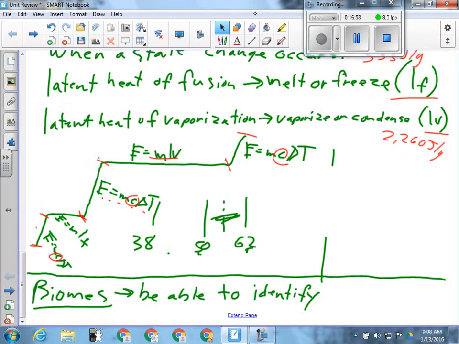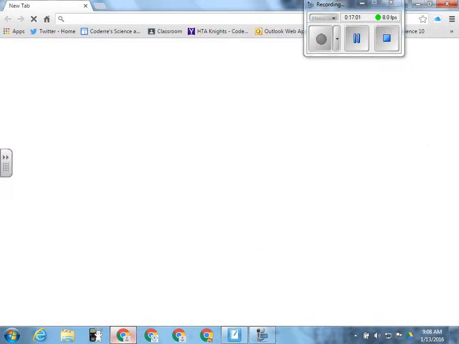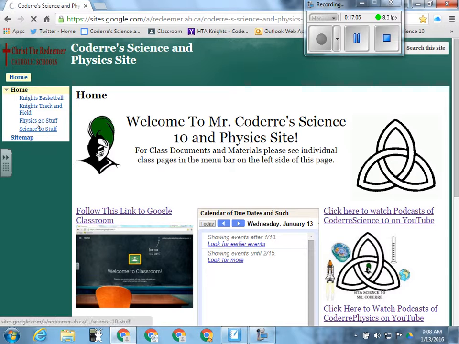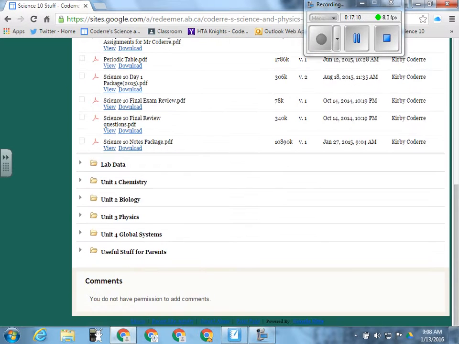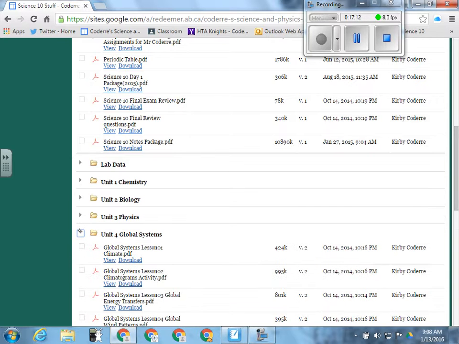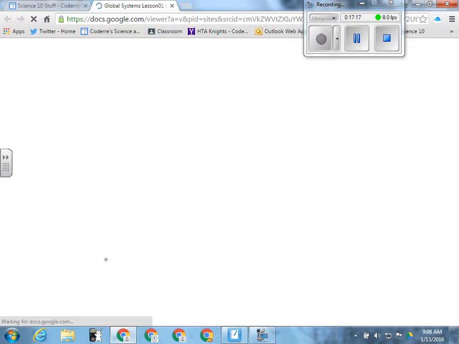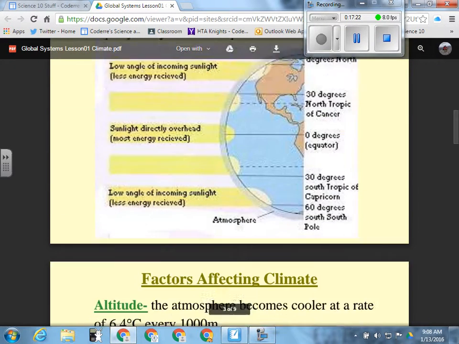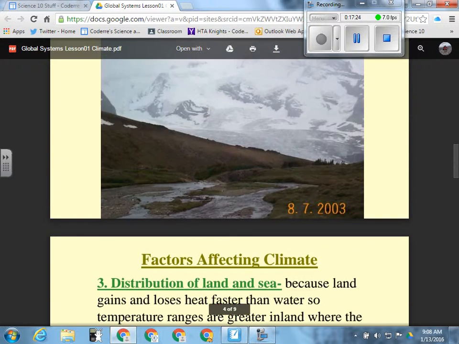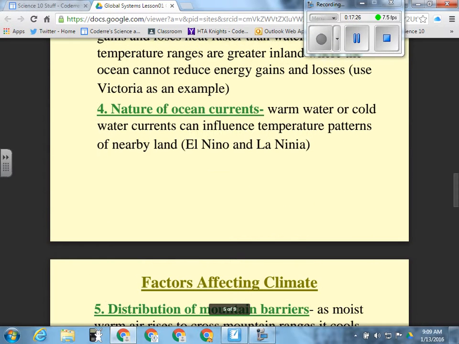You might want to look at the actual notes on my website. If you go into global systems here and you open up lesson 1, it actually shows all the pictures that I had, whereas your notes don't always have all of the pictures, so it's not a bad idea to look through those just to get the visuals. I mean, you already have all the text that's there, but sometimes there's more pictures in there.